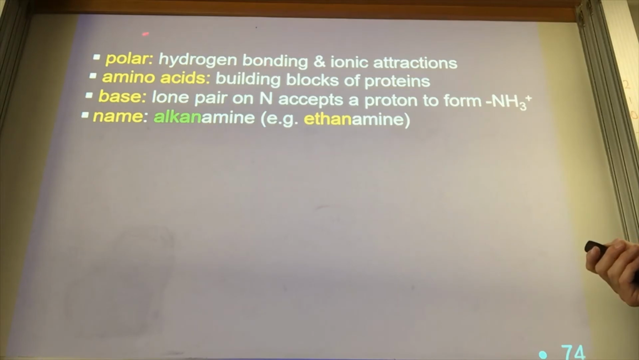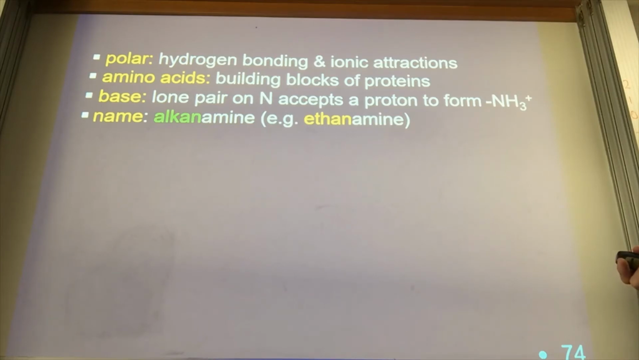Polar, therefore hydrogen bonding, and acid and amino groups actually form ions when they're dissolved in water, biologically in particular, so you get ionic attractions forming in that case. Amino acids with an amino group and a carboxyl group are obviously the building blocks of proteins that we'll look more at later in the course.